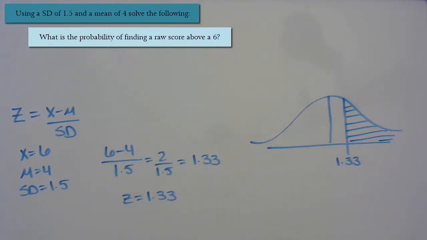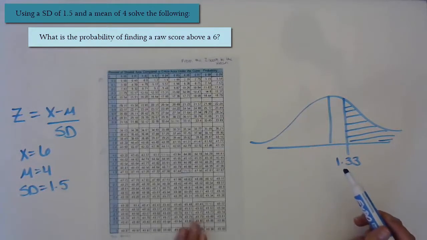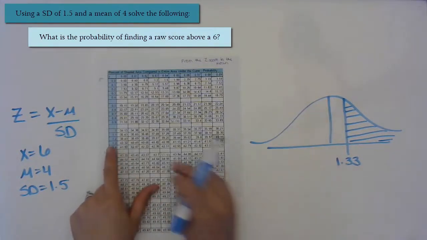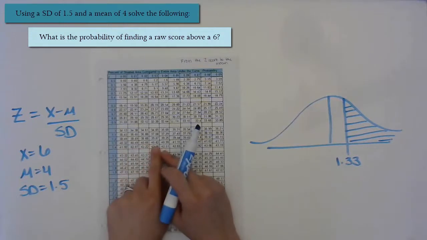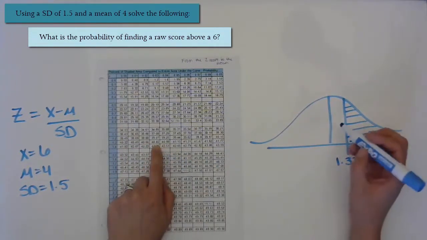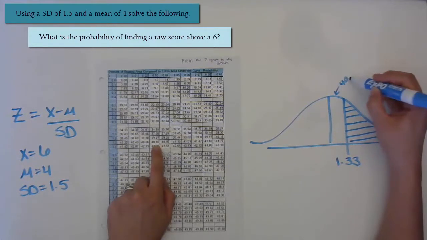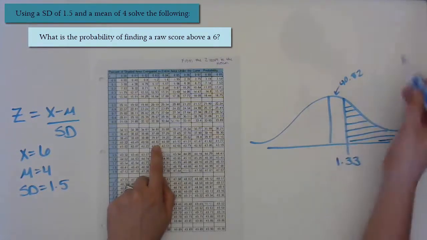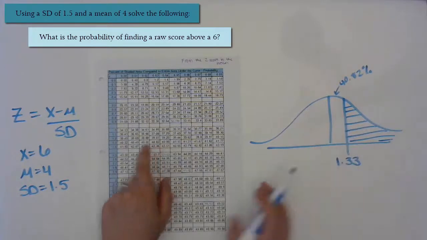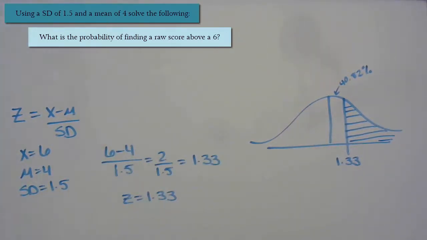So to start off, we need to find what percentage of scores are between the z-score and the mean. So we can pull out our table here, and we look up the z-score of 1.33. That is going to give us 40.82. So this area here is 40.82. Okay? All right, so we are not looking for that.